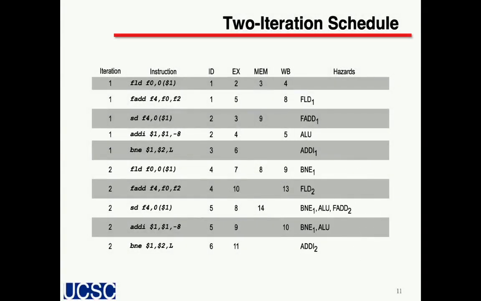And then we complete. So in this little code snippet, there wasn't a whole lot of ILP. So as a result, even though we had a two-wide processor, we couldn't fully take advantage of it.